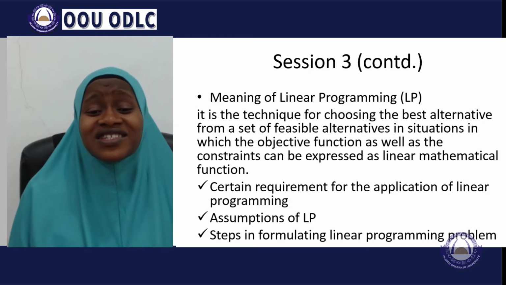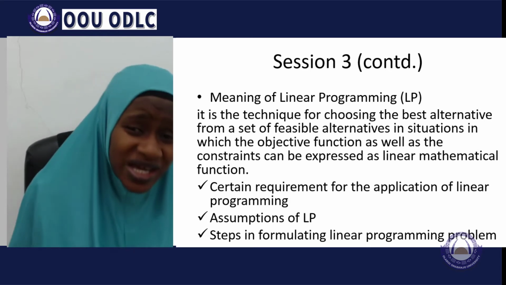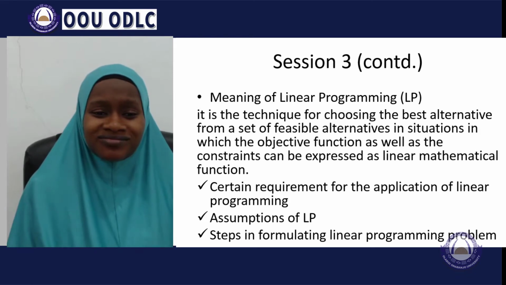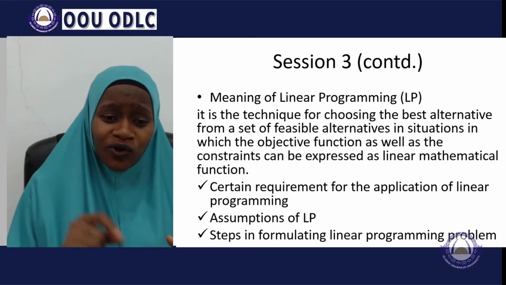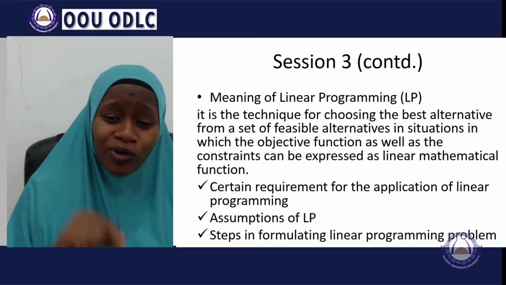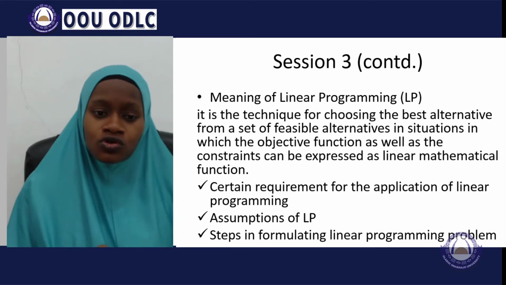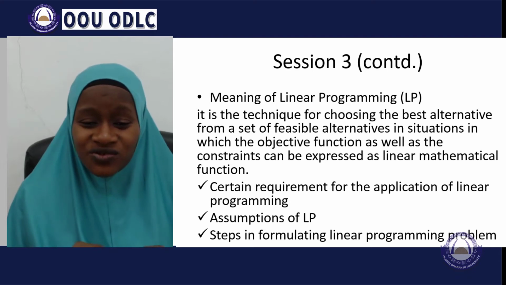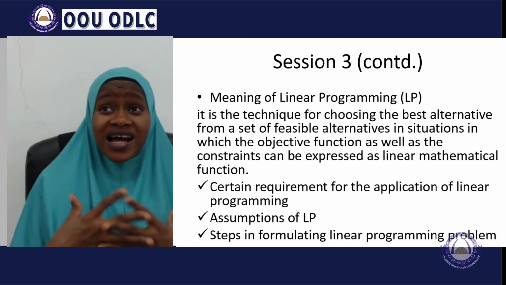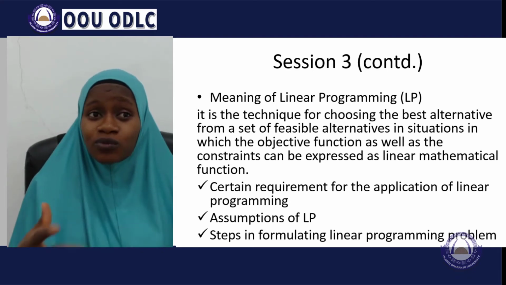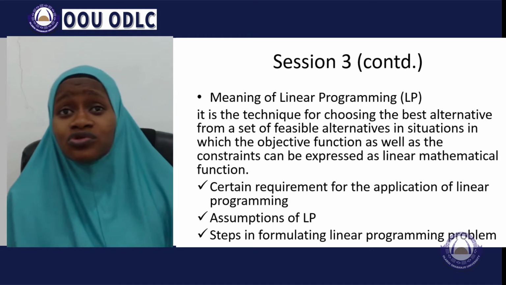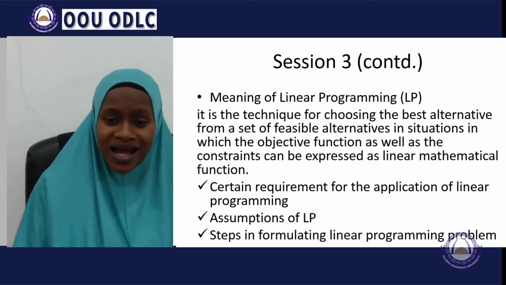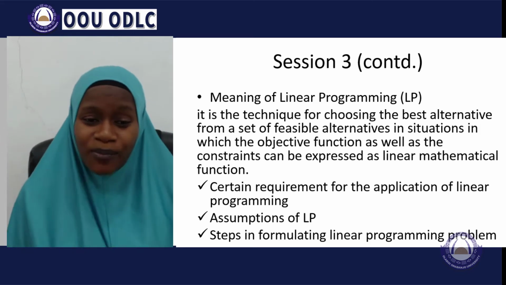Decision variables are the activities of that decision maker, of the production manager. What is that decision maker into? What problem has he identified? What problem is he trying to solve? You must identify that. That's what is called decision variables. And these decision variables can be in the form of producing particular goods, rendering services, producing parts, processes, and so on.